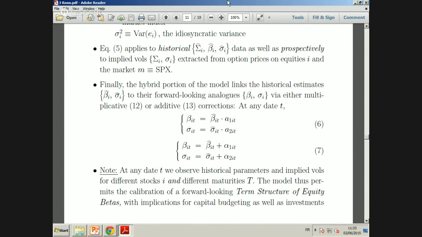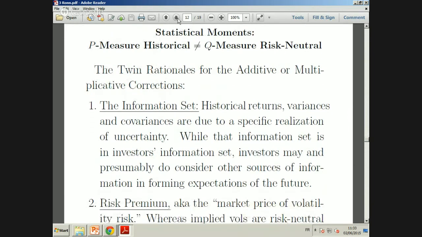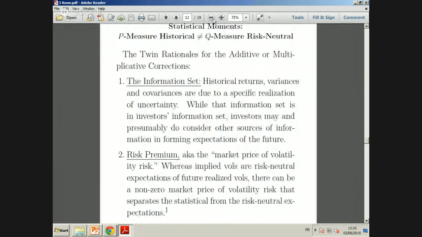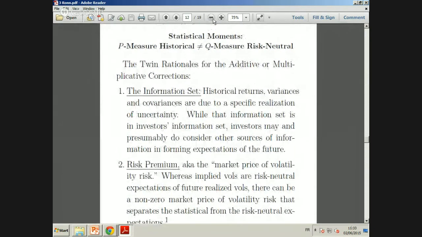There are a number of issues here which my co-authors and I are struggling on and working on. And that is, what is it that separates the historical from the forward-looking ones, if you wish? What is the difference between the P measure and the Q measure?